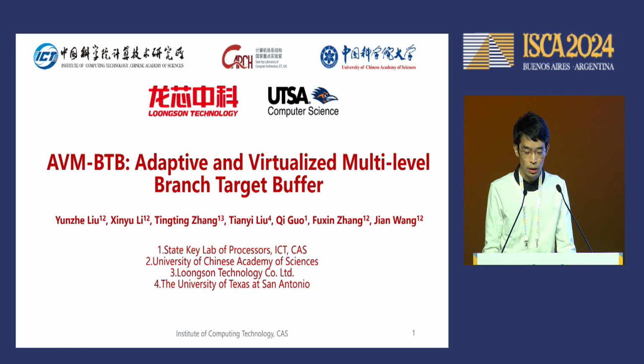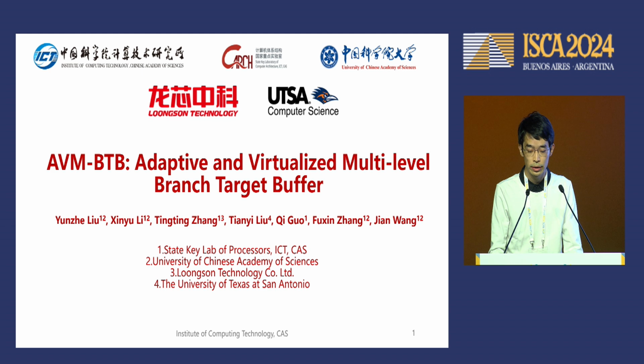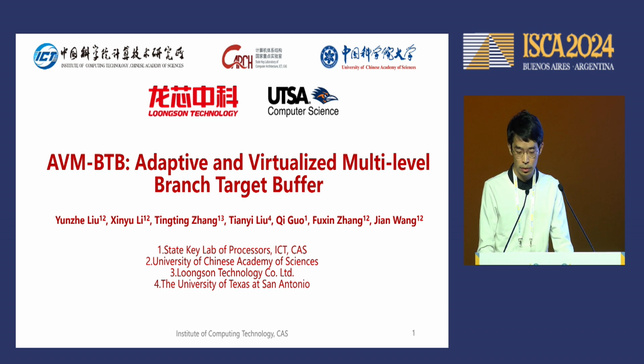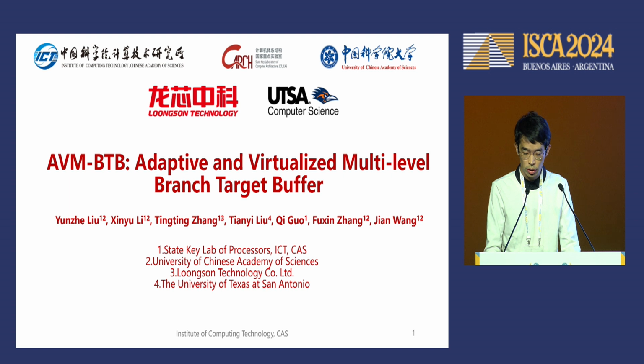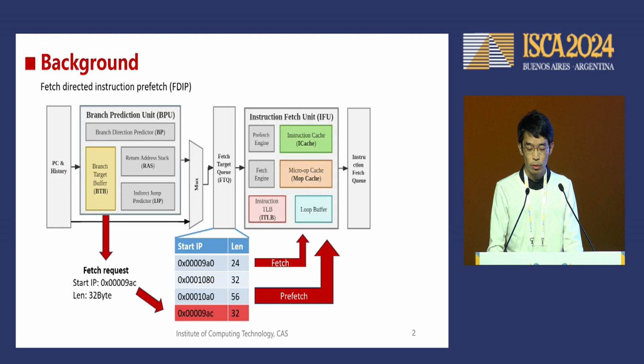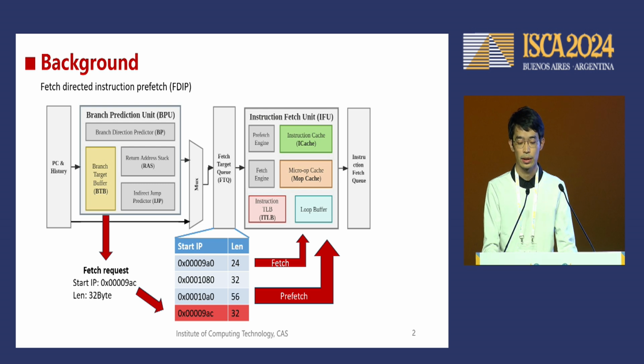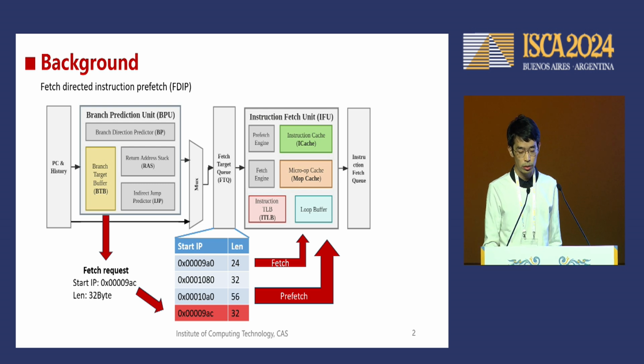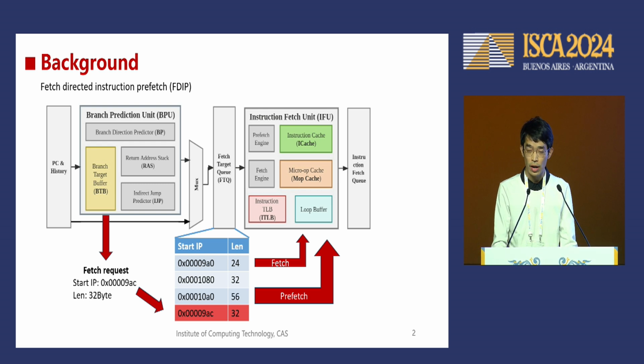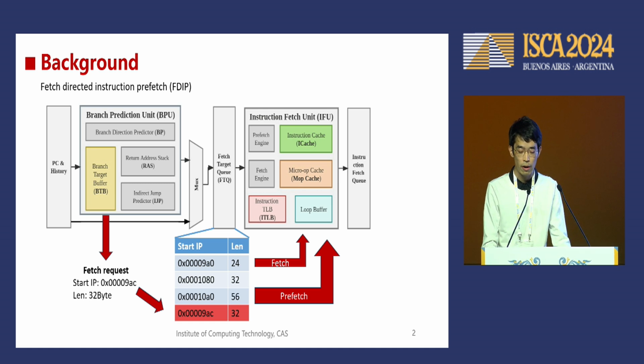Hi everyone, I'm Liu Yunzhe from the Institute of Computing Technology, Chinese Academy of Sciences, and I will introduce AVM-BTB, Adaptive and Virtualized Multi-Level Branch Target Buffer, today. Firstly, I will introduce the relevant background. Fetch Directed Instruction Prefetching, FDIP, is commonly used in modern processors, and it uses a branch prediction unit, BPU, to generate fetch requests and uses the requests to fetch and prefetch instructions. FDIP performs exceptionally well, but it heavily relies on the accuracy of the BPU.